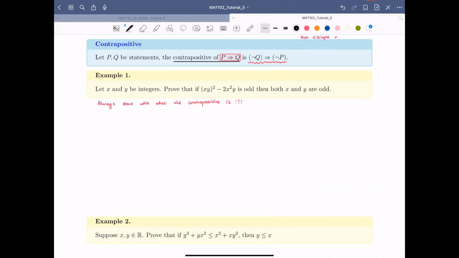Let's start with proving its contrapositive. So what is a contrapositive? If x is even or y is even, then xy squared minus 2x squared y is even.